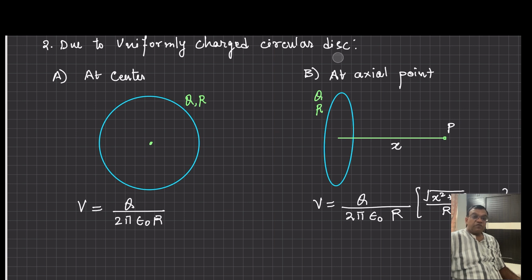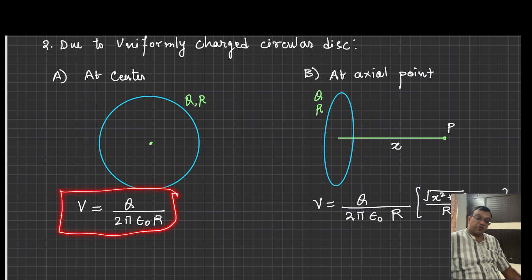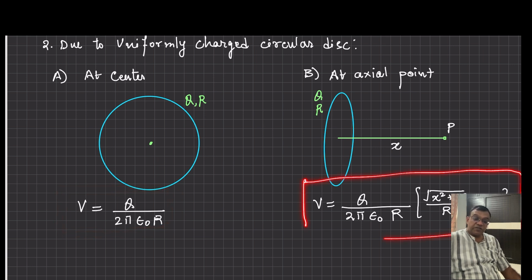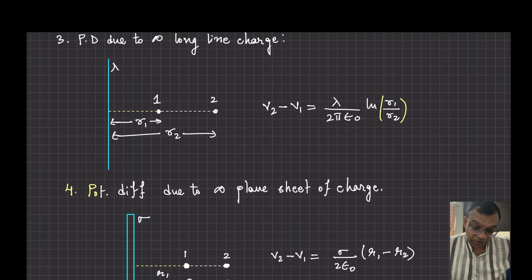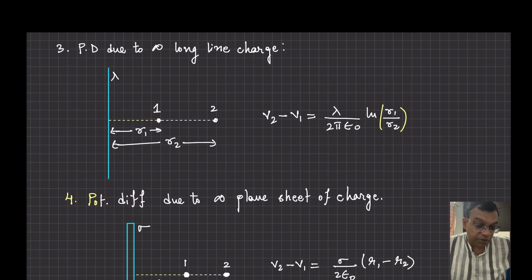Then we have the uniformly charged disk. Due to the charged disk, the potential at the center is Q upon 2 pi epsilon naught R, and at the axial point it is Q upon 2 pi epsilon naught R into under root X square plus R square minus X by R. Next, the potential due to an infinite long line charge.